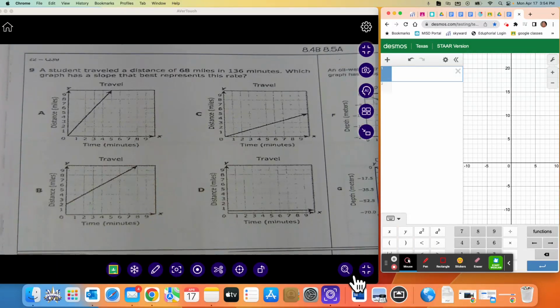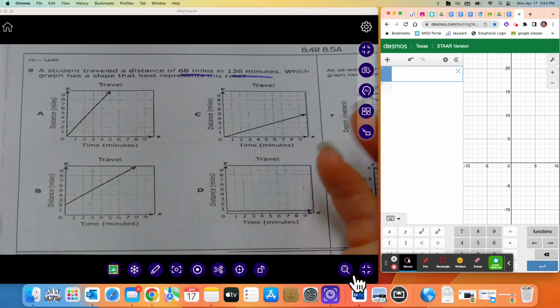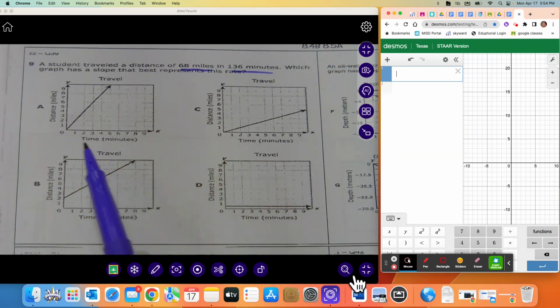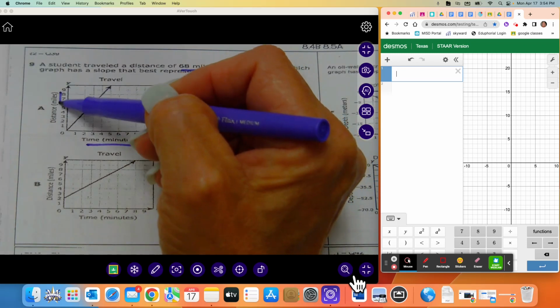Okay, let's go ahead and look at this first one. It says a student traveled the distance of 68 miles in 136 minutes. They want to know which graph has a slope that best represents that. One way you can do it, first of all, you need to read what each axis represents. So the x-axis represents minutes and the y-axis represents miles.